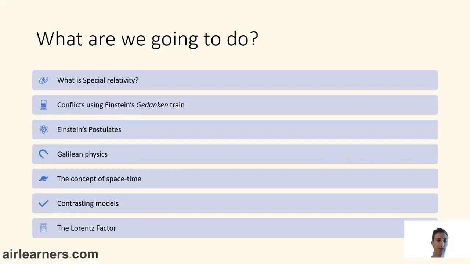We're going to have a look at conflicts using Einstein's Gedankan train. We'll have a look at his postulates of special relativity as well. We'll take a brief look at Galilean physics before we move on to the concept of space-time. We'll contrast a couple of models and then we'll do a little bit of an introduction into the Lorentz factor.